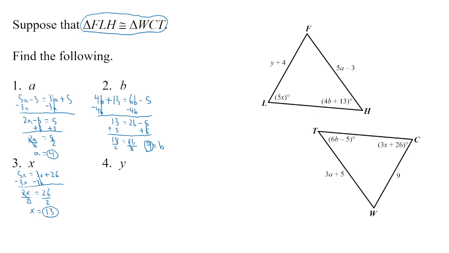And finally, we got number 4. We're looking for y. And we know segment FL and segment CW are congruent. Therefore, y plus 4 equals 9. Subtract 4 from both sides, and you will get y equals 5. Therefore, the solution is 5.